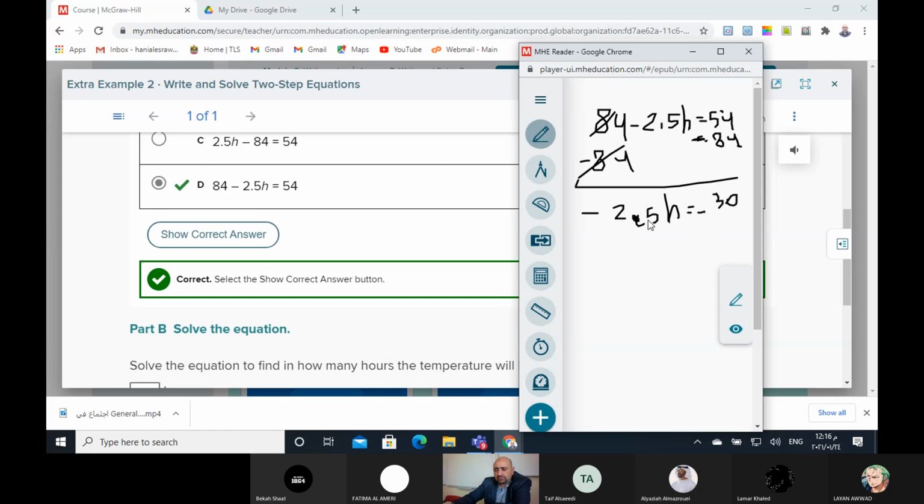Then remove 2.5, divide by minus 2.5 here, and here divide by minus 2.5. Minus 2.5 divided by minus 2.5 will be h. And here minus divided by minus will be plus. Now 30 divided by 2.5 will be 12. So we need 12 hours. We need 12 hours. Okay.